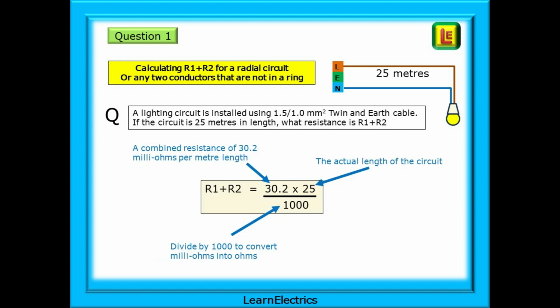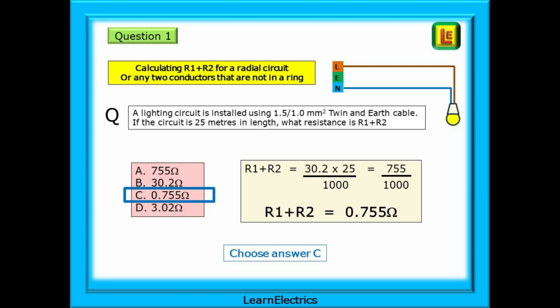This is the data entered into the formula. Take a moment to make sure you understand where the numbers have come from. We look at the calculation through and we have 755 on the top row divided by 1000 on the bottom row. Our answer then is 0.755 ohms for R1 plus R2, and we should choose answer C.